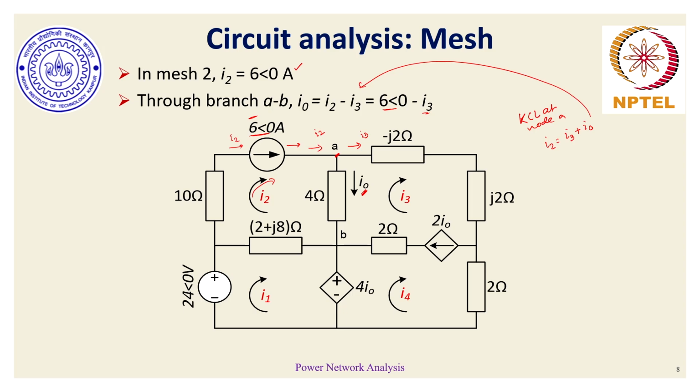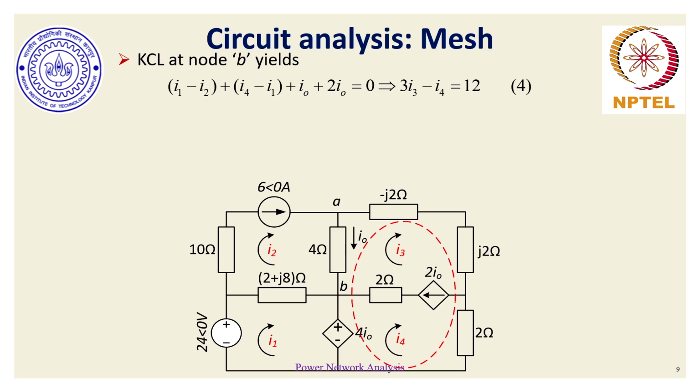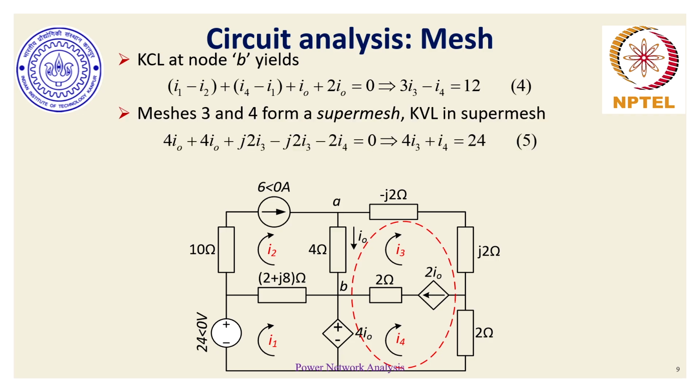And similarly, if we see meshes 3 and 4, together they form a super mesh. Why do these form a super mesh? Because in between these two meshes, we have a current source present. This current source essentially represents the fact that these two meshes are interconnected or interlooped, and that's the reason why they are together called a super mesh. Mesh 3 and 4 together form a super mesh.